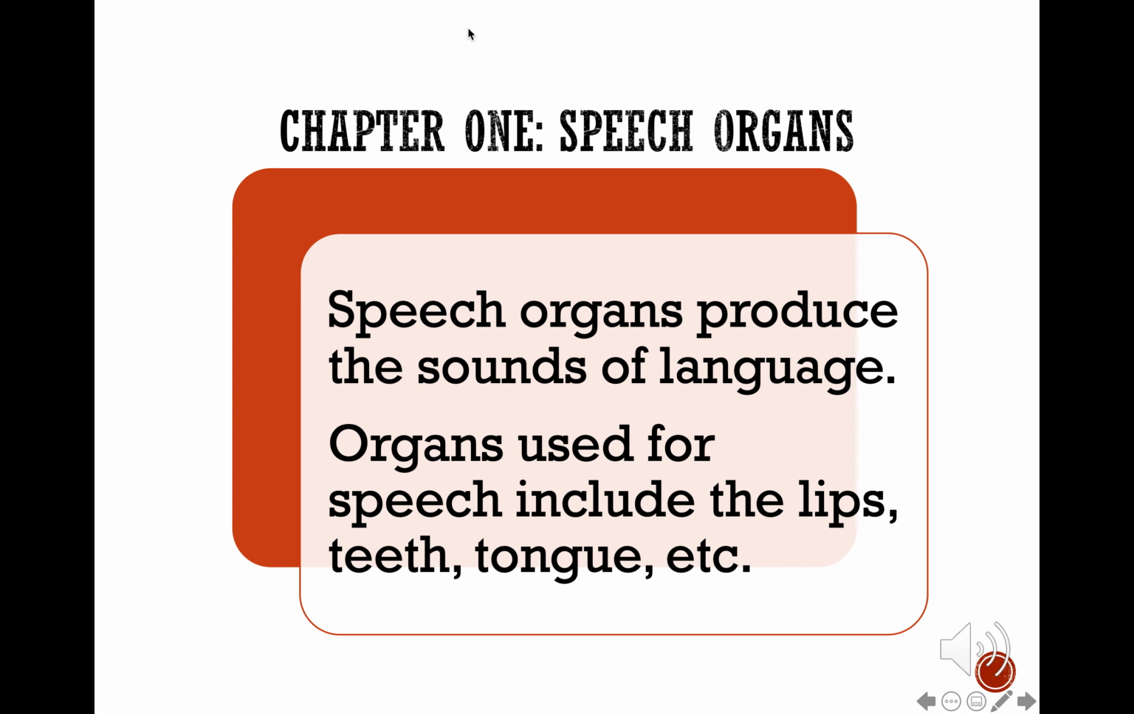Speech organs. So, what are the speech organs? The organs which are involved or required in the production of speech sounds are called speech organs. Therefore, speech organs produce the sounds of language. Organs used for speech include the lips, tongue, teeth, lungs, etc.